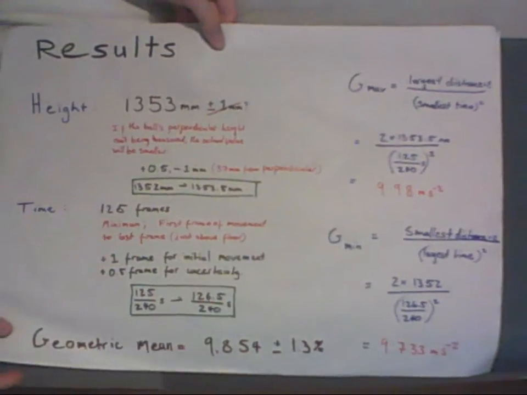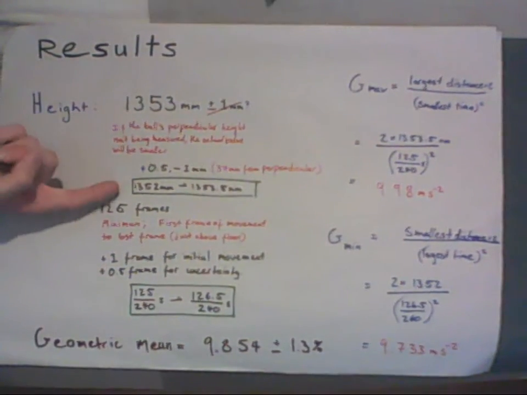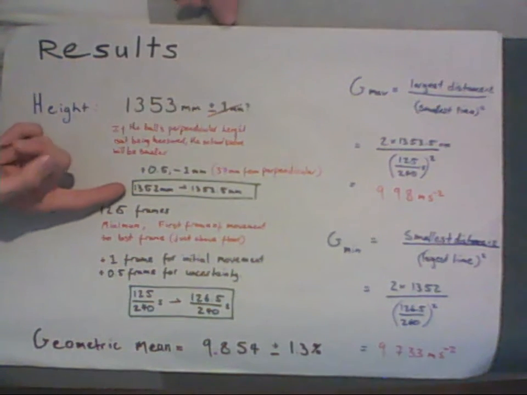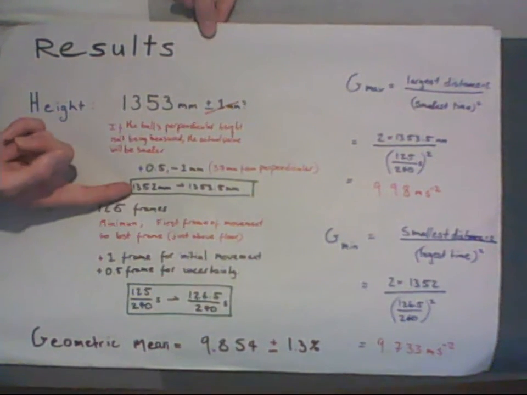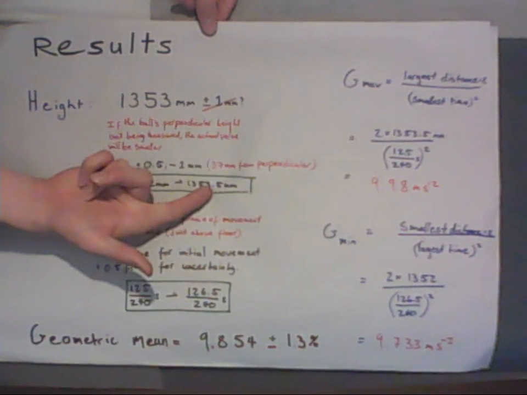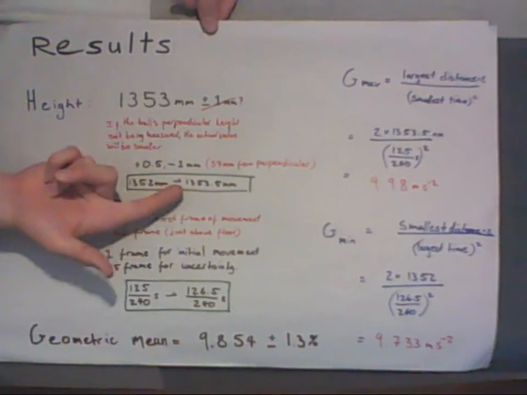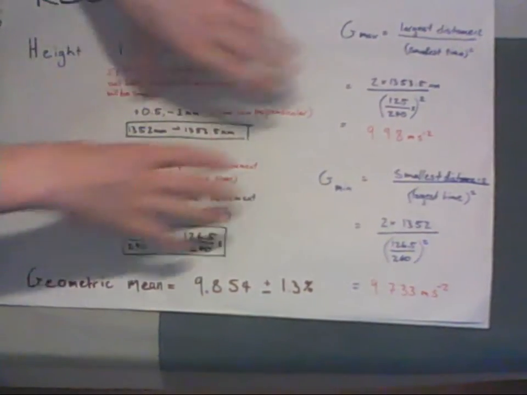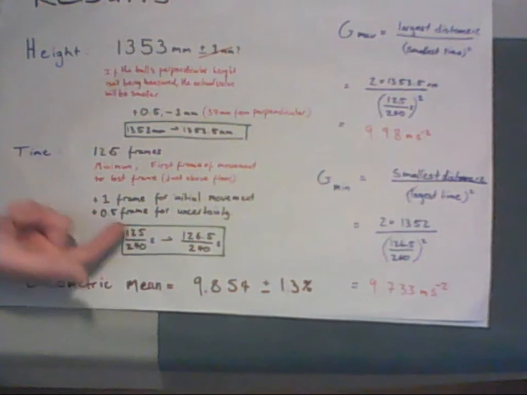Having controlled for all of those different variables, we came up with a range for each of our measurements. So from 1352 millimeters high to 1353 millimeters, 0.5 millimeters high. And then same with the frames. As you can see, I've written a little bit of an explanation.